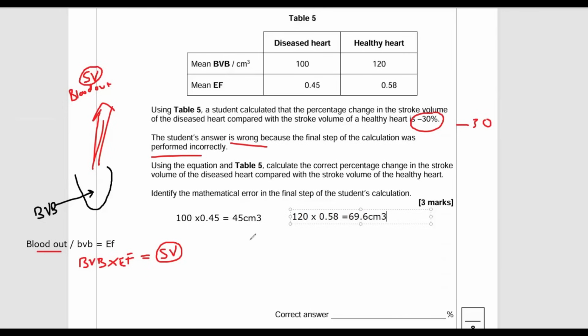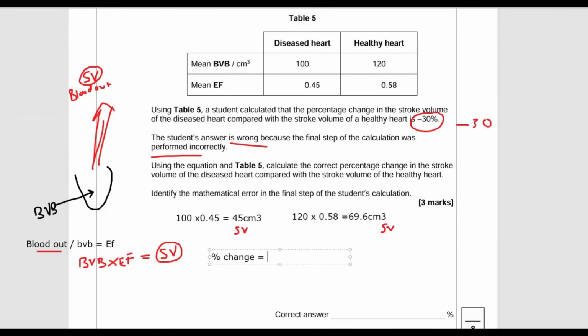So there we go. Now what we want to do is, we've calculated the stroke volumes, so let's now work out the percentage change. Do you remember the calculation for percentage change? You should know this equation off by heart 100% in your A-level biology in paper 1, 2, or 3. This is coming up. You're going to get a percentage change question. They almost have to ask it every year.